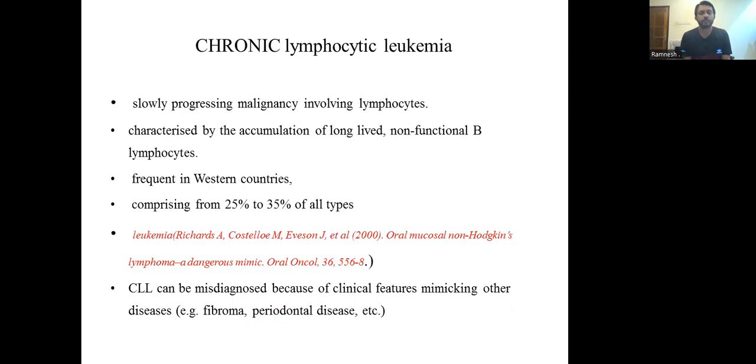Next is chronic lymphocytic leukemia. It is a slow progressing malignancy involving lymphocytes, characterized by accumulation of long-lived non-functional B lymphocytes, frequent in Western countries, comprising 25 to 35% of all types. Chronic lymphocytic leukemia may be misdiagnosed because of clinical features mimicking other diseases.